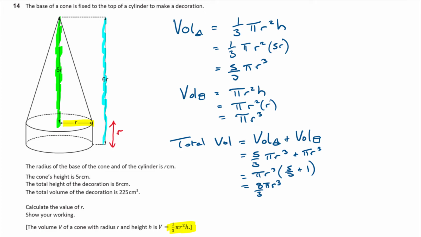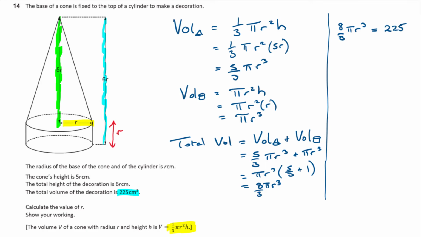Now we're told somewhere what it is, aren't we? So we were told that the total volume of the decoration is 225. So if we're saying that this is equal to 225, then we've got an equation in r that we can then solve, isn't it? So I can create some more space for myself to do some working over here. So we've got 8/3 of pi r cubed, and we're saying that that's equal to 225, aren't we?